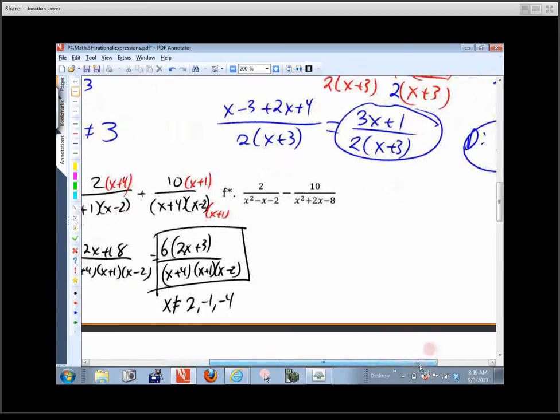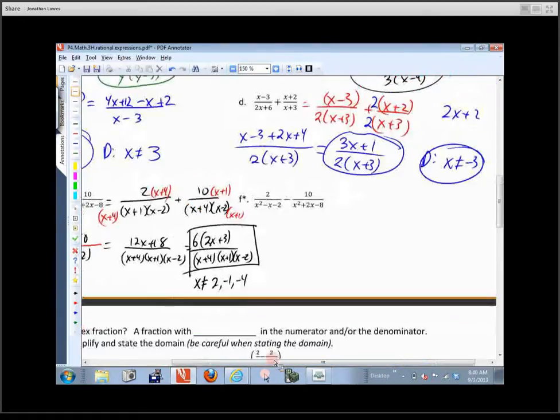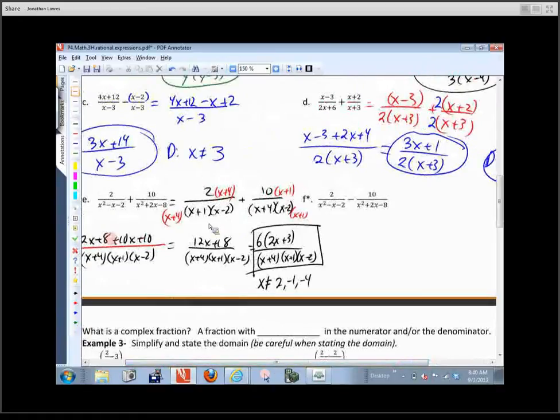Okay. What's the difference between E and F? It's a minus. And what would you have to be careful with? Does it change the fact that you've got to get the same common denominator? No, but what do you have to be careful with? Yeah, you better be careful distributing.